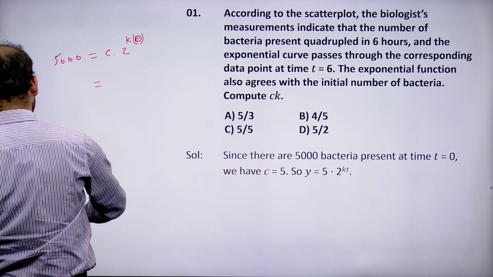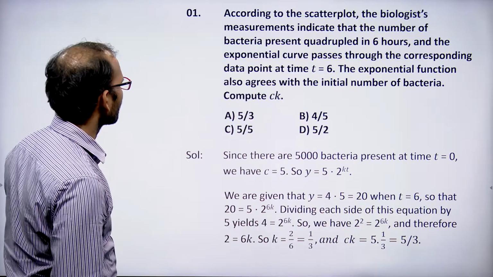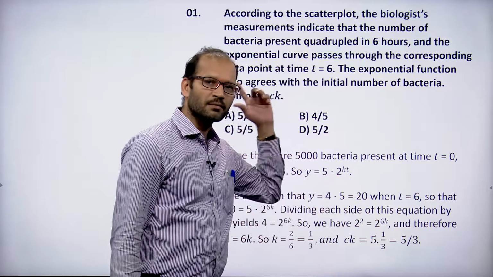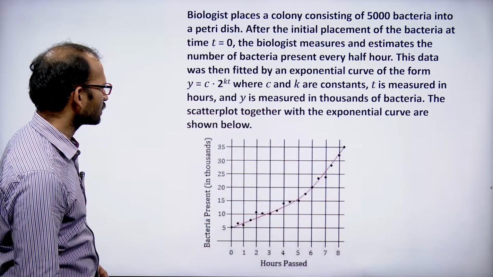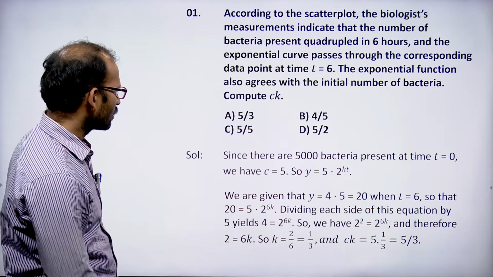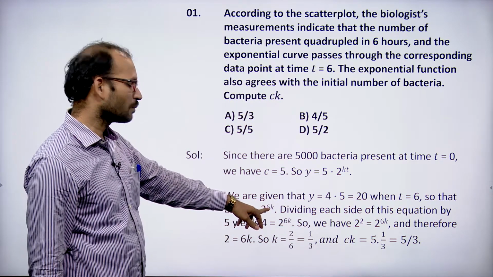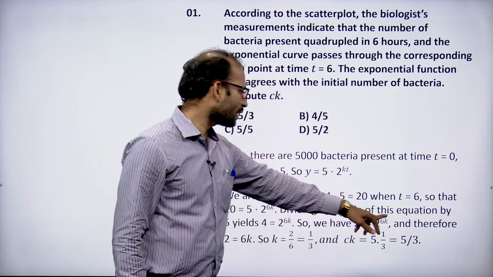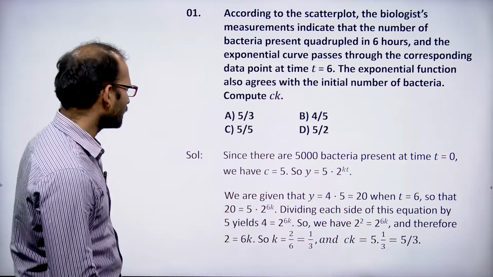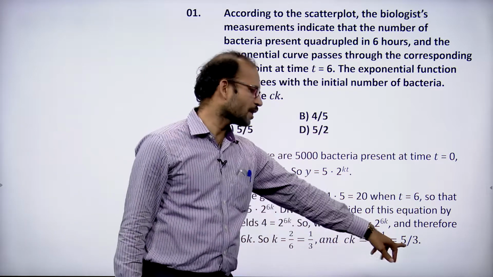Next, we are given that y equal to 4 into 5, for 4 times, so y equal to 20. We have seen the graph, right? In the graph, what is y after 6 hours? After 6 hours, y is 20. So y equal to 20 when t equal to 6. So 20 equal to 5 into 2 power 6k, because t is 6 here. Dividing each side of this equation by 5 yields 4 equal to 2 power 6k. So we have 2 square equal to 2 power 6k, and therefore 2 equal to 6k, k equal to 1 by 3. C we already know is 5, so therefore Ck is 5 by 3.